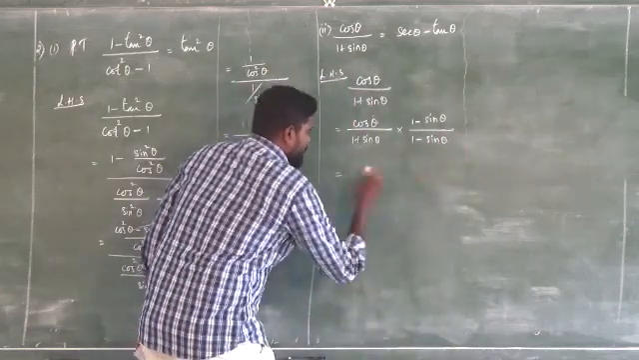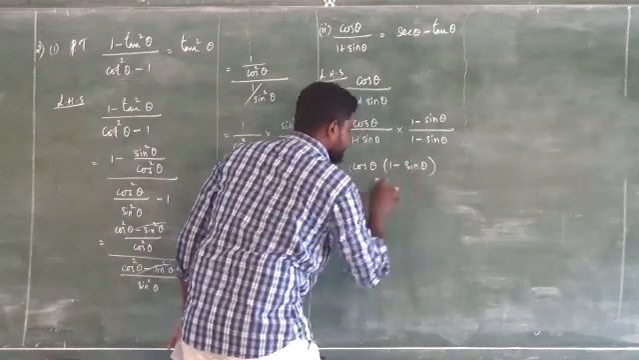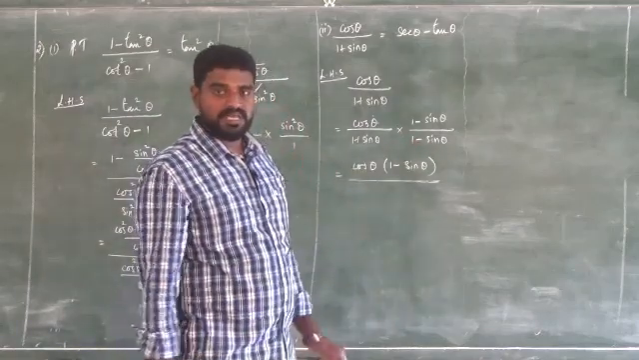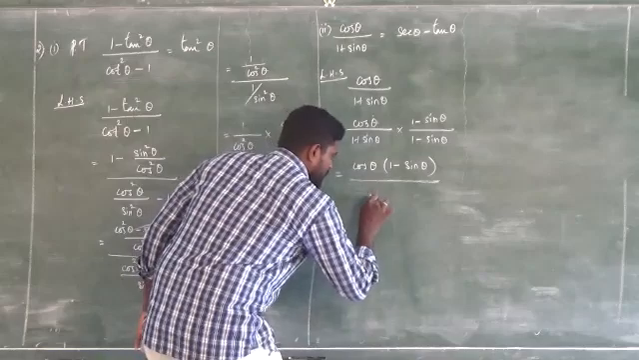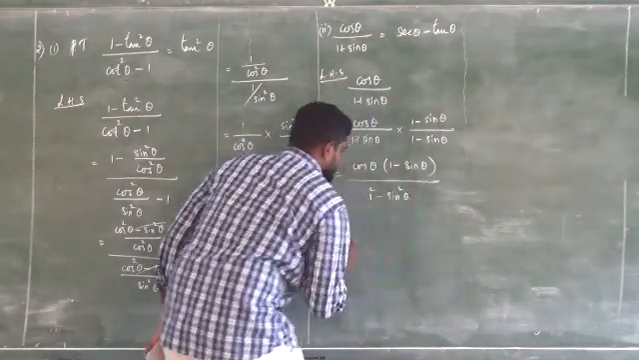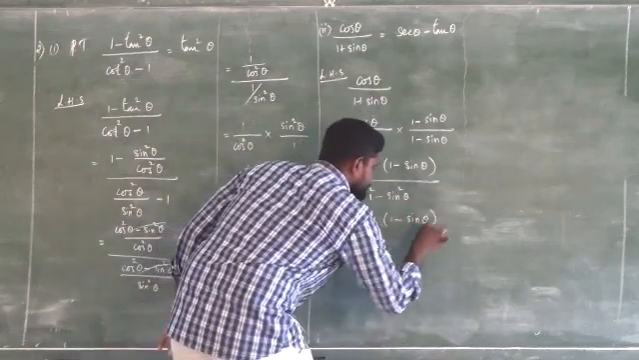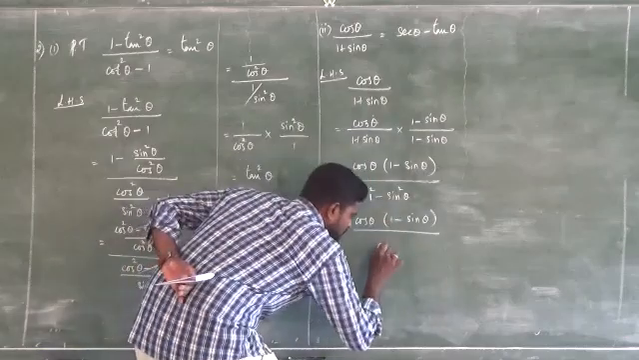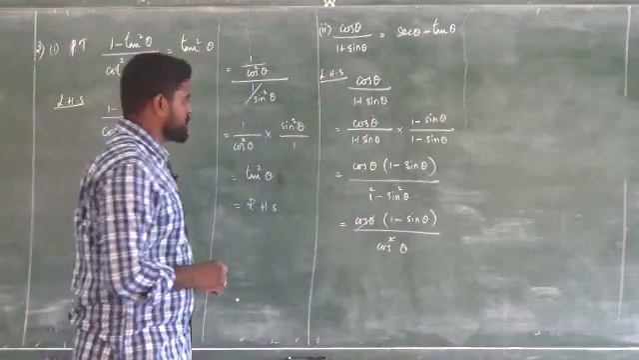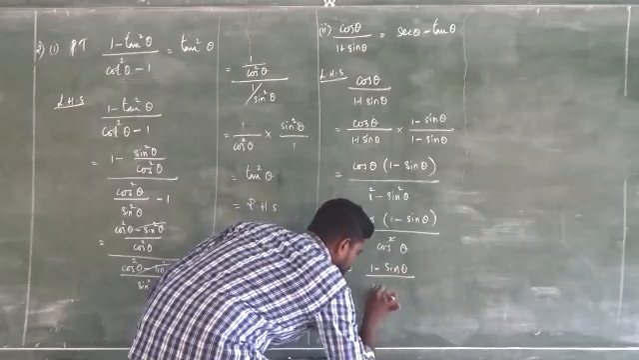So what does it become? The numerator is cos theta into 1 minus sin theta. In the denominator, a plus b into a minus b is a square minus b square. So 1 square minus sin square theta. So cos theta into 1 minus sin theta by 1 minus sin square theta, and we know that it is cos square theta. The cos theta will be cancelled. So remaining is 1 minus sin theta by cos theta.